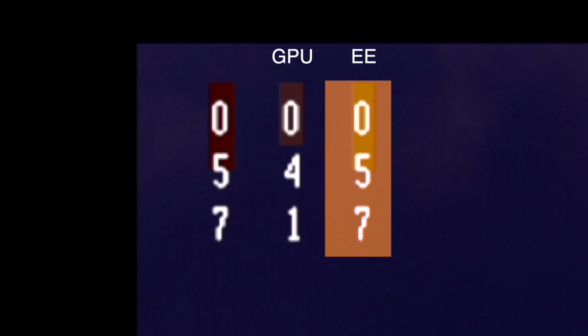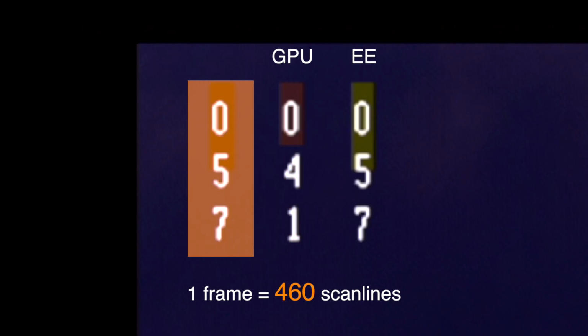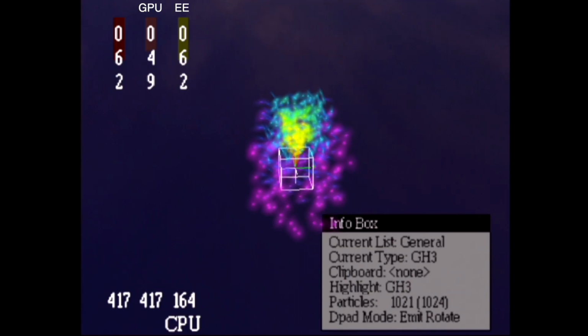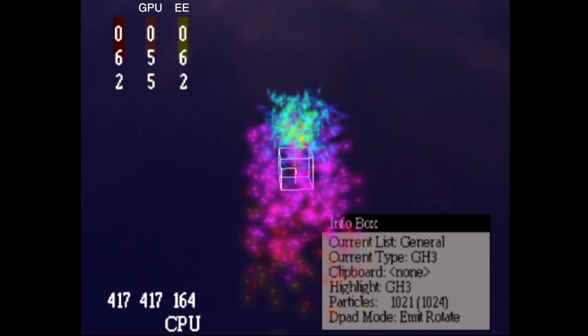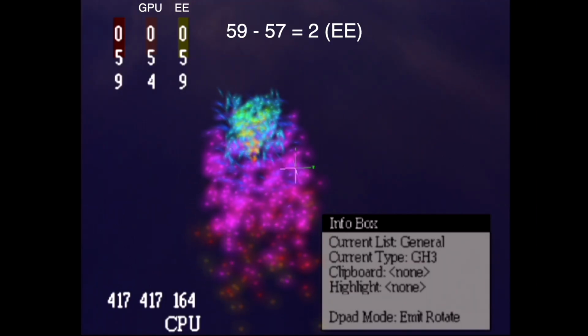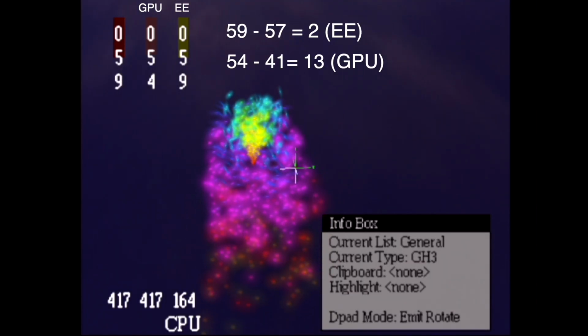Now a frame, or a 60th of a second, totals around 460 scanlines. If we go over that, the frame rate drops below 60 frames a second. Finally, the bar on the left shows which is higher of the two bars. So if we now add our 1,000 particles and move so that we're not rendering the debug cube, we can see that the 1,000 particles takes around 2 scanlines of emotion engine time and 13 scanlines of GPU.